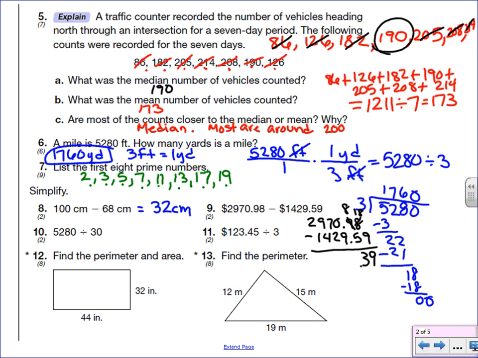Can't do 0 minus 9, so I gotta borrow. That becomes 10. 10 minus 9 is 1. 6 minus 2 is 4. 9 minus 4 is 5. 2 minus 1 is 1. So this is 1,541 and 39 cents.